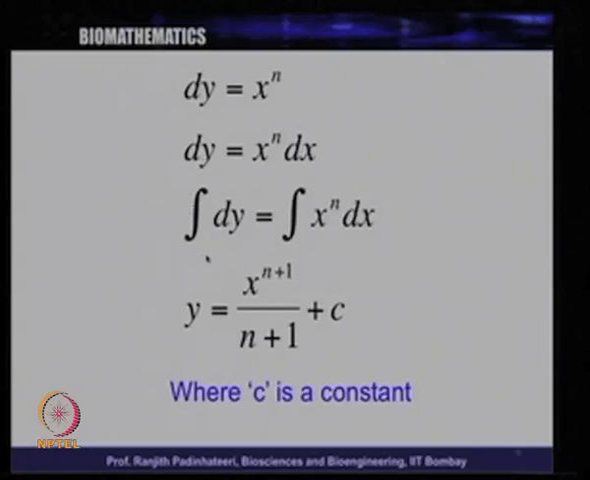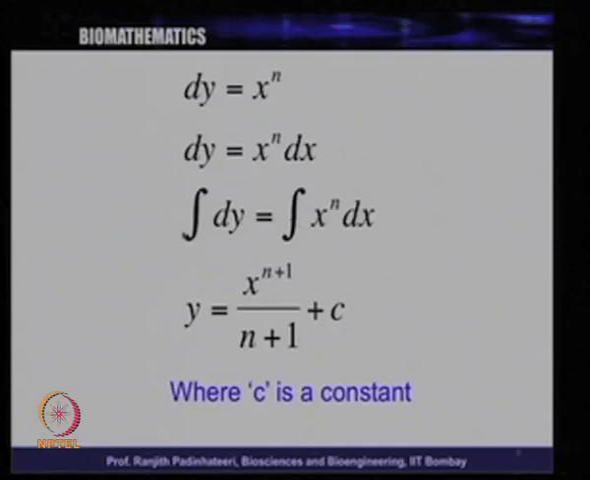So, you use this symbol: integral of dy is the same as integral of x power n dx, and the rule is that x power n has an integral which is x power n plus 1 by n plus 1 plus a constant. So, this is the integral of x power n, which is x power n plus 1 by n plus 1, where c is an arbitrary constant like we did last time.